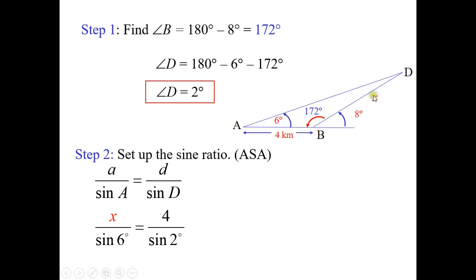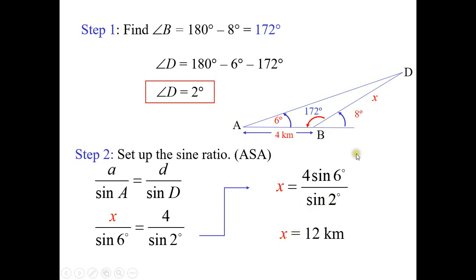So look, the 6 and the x are across from each other. See, that's why they're related that way. And the 4 and the 2 they figured out are across. You cross multiply. So bring it up here. So when you cross multiply, you get x sine 2 and 4 sine 6. And eventually you're going to divide and you get this equation. And then you get x is 12 kilometers. So from here to here, this x is 12.